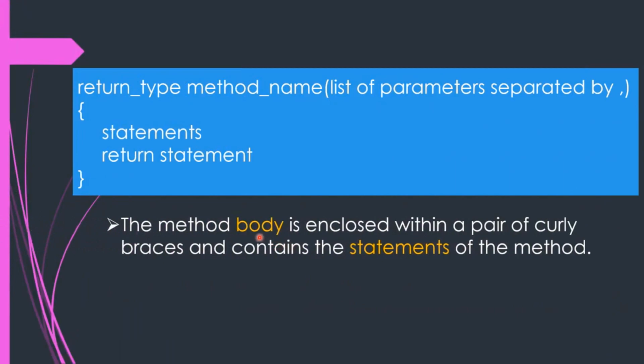Now, the method body. The method body is enclosed within a pair of curly braces and contains the statements of the method. As I have already told you, this is the body of the method, and it is enclosed within the curly braces and there are statements within the method.